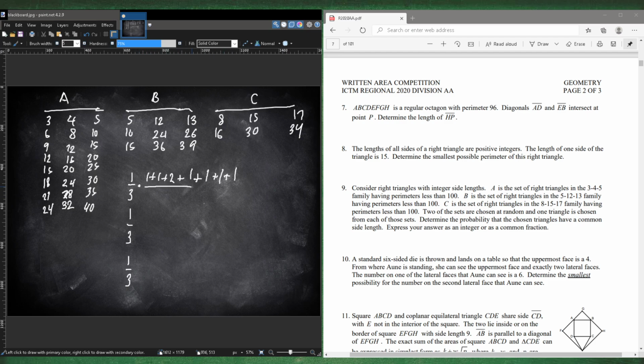Okay. So that's the total amount of combinations that work. How many combinations are there in total? Well, there's 8 here and there's 3 here. So 8 times 3 is 24. Okay, now let's work on the next one, which is A and C.